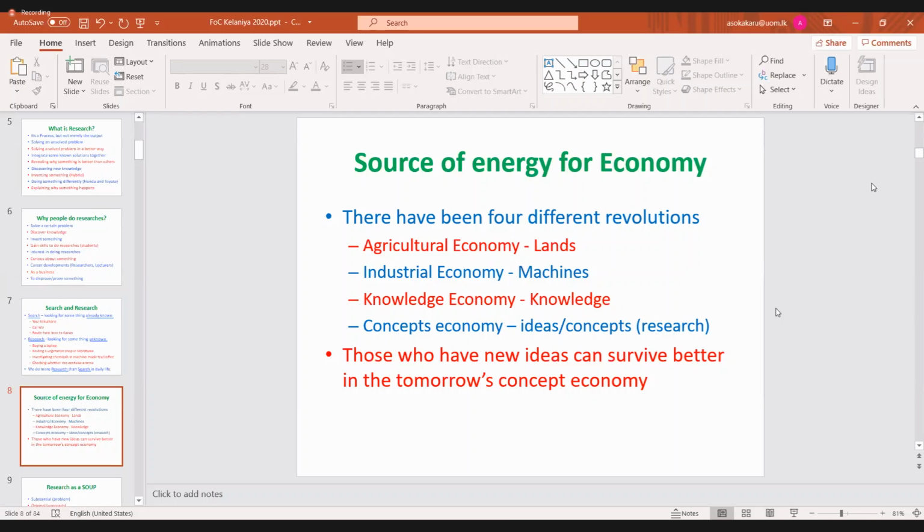In the agricultural economy, lands are important. In the industrial economy, machines are important. Then the third one is what is called the knowledge economy. What is important is the knowledge. For example, you don't have lands. Maybe you have some 8 by 8 very small room, where you can keep your laptop and have a bed.